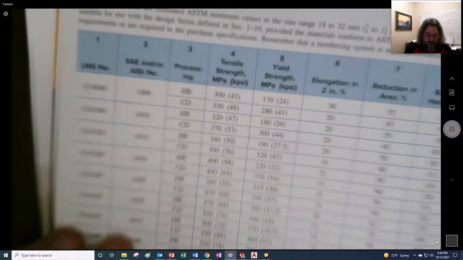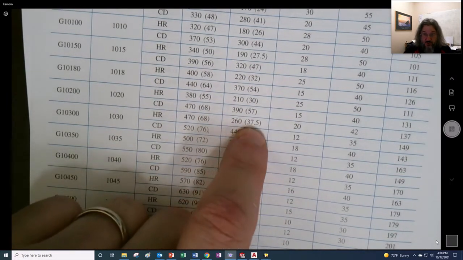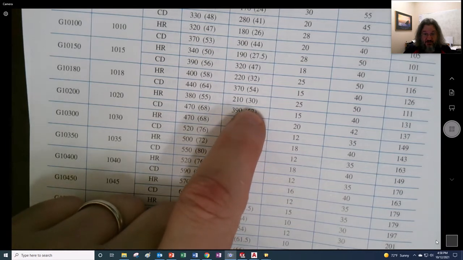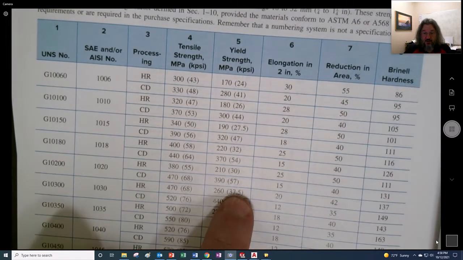We said 1030 hot rolled. We have 37.5. I could have picked an easier one. Maybe I should have picked 30. Isn't that nicer, 30 and then 37.5? But anyway, that's the yield strength in KSI.